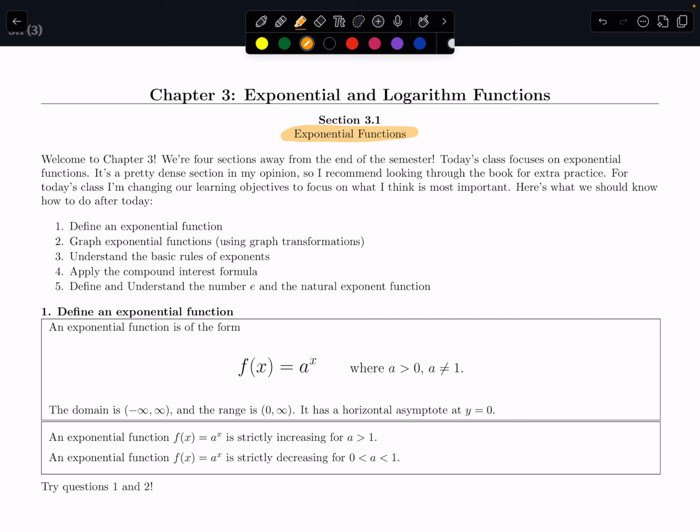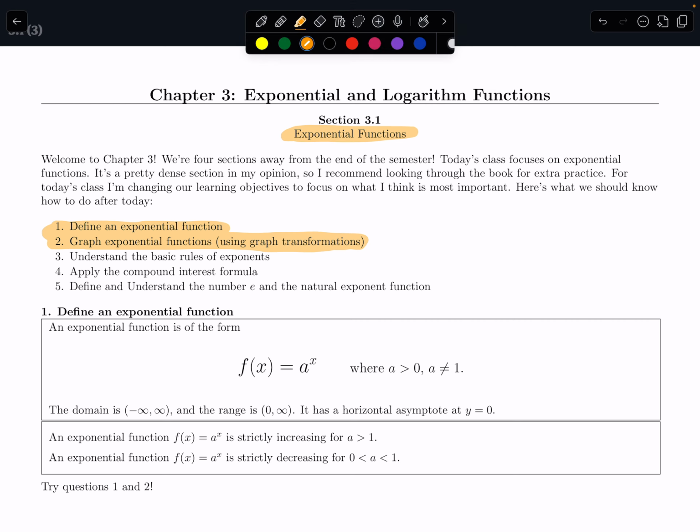Also, for today's learning outcomes, I changed them slightly from what's written in the book, but we're still covering the same basic material. Number one, we're going to define what an exponential function is, and then two, we'll look at how to graph it, specifically using transformations. This is something that we learned about before, back in chapter 1, using transformations to shift a graph around, stretch it, and maybe flip it.